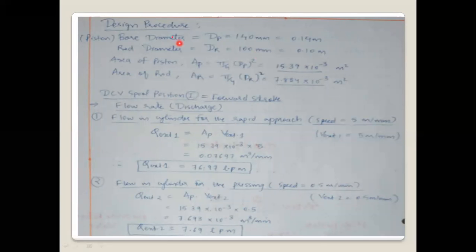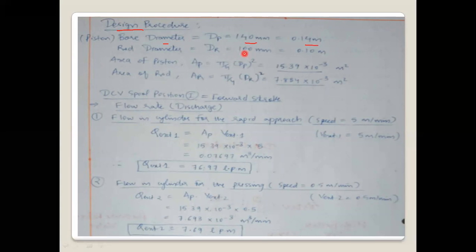In the design part, we first have to see the design procedure, how to calculate the flow rate and the pressure. From the given problem, we know that the bore diameter is 140 mm. I will convert it into SI unit, that is 0.14 meter.